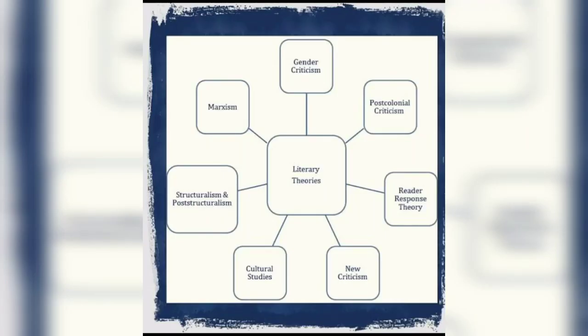These are literary schools of thought, that is, schools of literary theory. We'll begin in a clockwise manner, beginning with reader response theory, new criticism, cultural studies, structuralism and post-structuralism, Marxism, gender criticism, post-colonial criticism. These are just some of the theories.